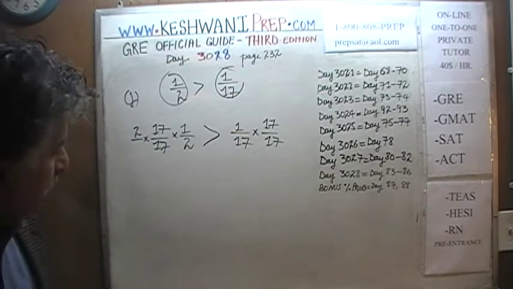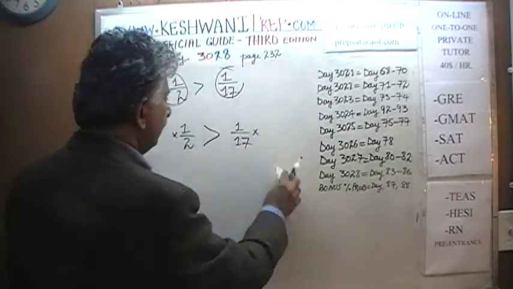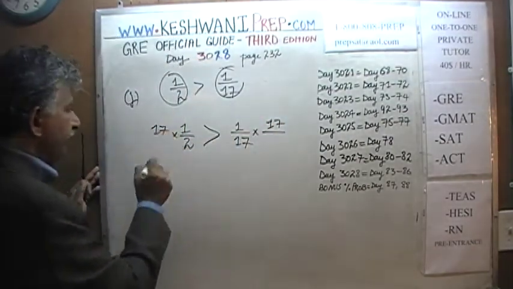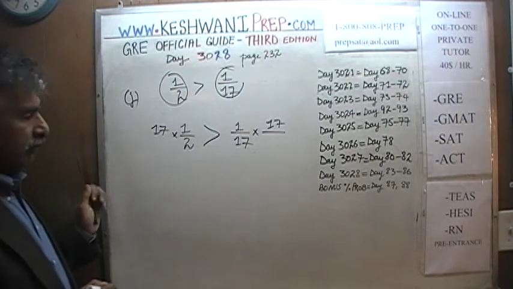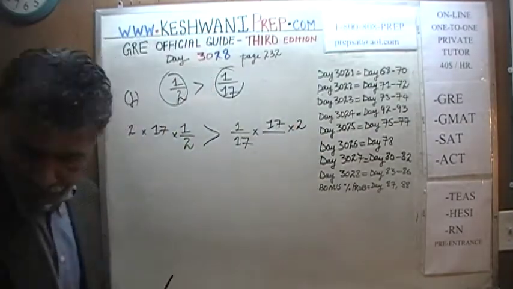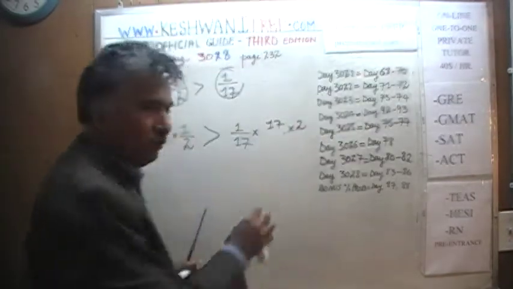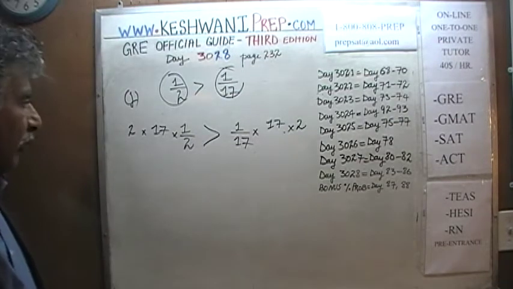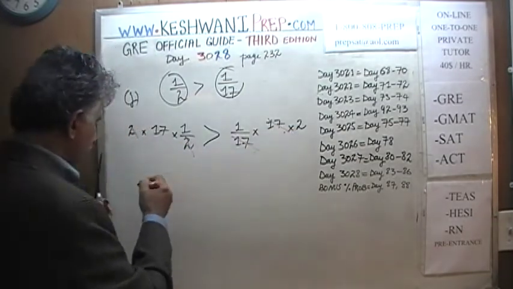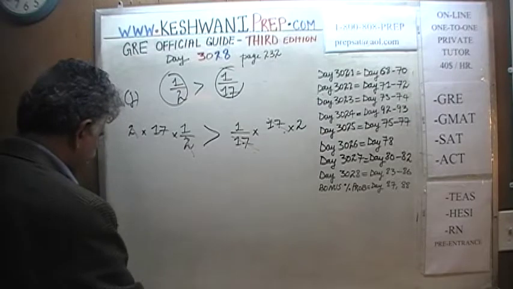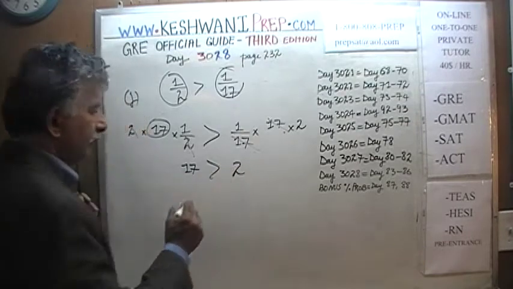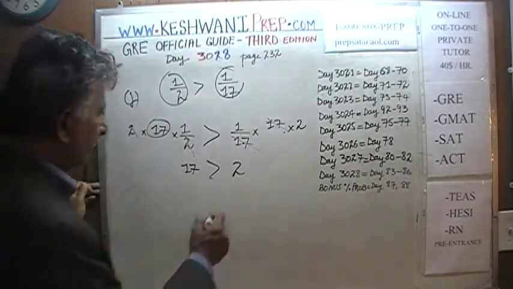Oh, that's not what I meant to do. Here's what we need to do. We want to get rid of the 17, so multiply both sides by 17, and we want to get rid of the 2, so multiply both sides by 2. That's what I meant to do. Watch what happens. Of course, we're not going to do all of this. There is a quicker way, but this is what you do. Multiply both sides by 2 times 17. This will get rid of the 2 here, and this will get rid of the 17 here. What we end up with on this side is 17, and 17 is indeed greater than 2. That's why this is correct.